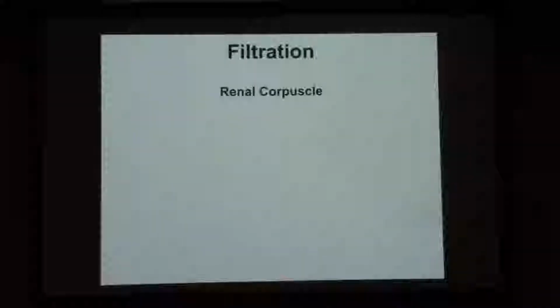Filtration. So remember, filtration is half of bulk flow. This is the half where material leaves a blood vessel, and in this case, goes into the tubule lumen. And filtration at a nephron only occurs at the renal corpuscle. Remember, the renal corpuscle is made up of the glomerulus and Bowman's capsule. Those two together are the renal corpuscle. You may also see Bowman's capsule called the glomerular capsule, same thing.